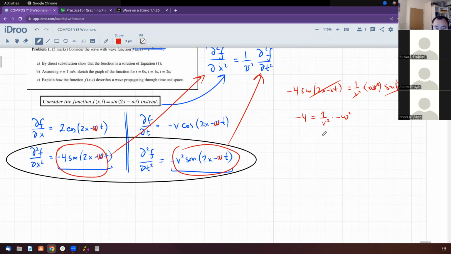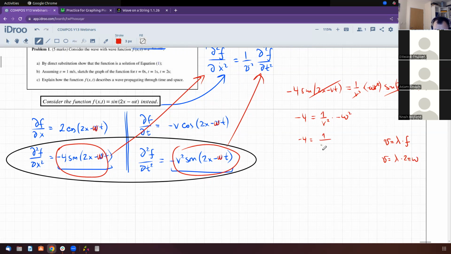And therefore, I can say that -4 is equal to v is omega. Well, v is equal to lambda multiplied by frequency, and frequency is equal to 2 pi. So v is equal to lambda multiplied by 2 pi over omega.